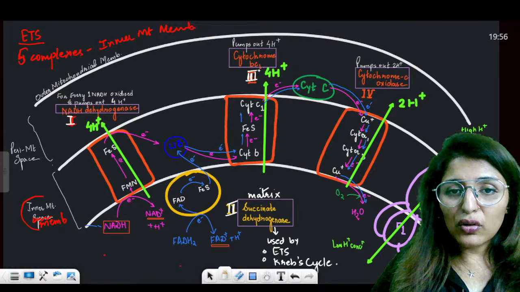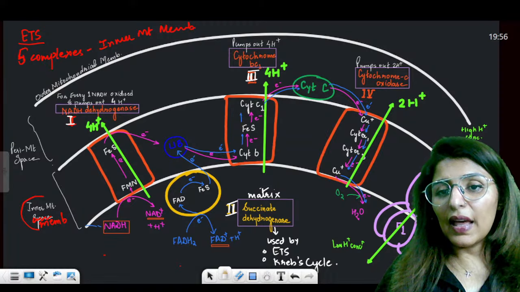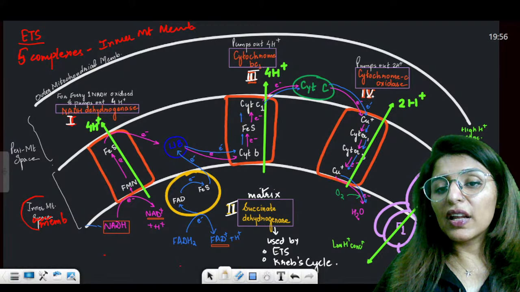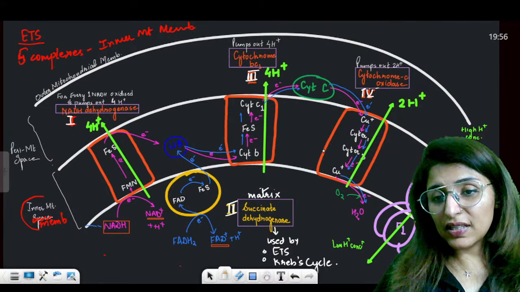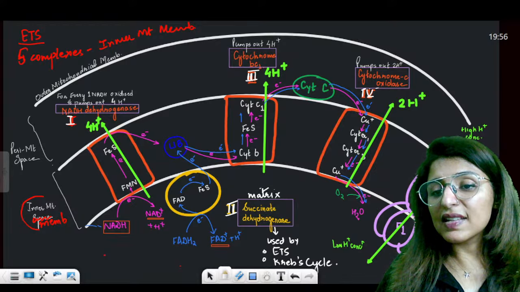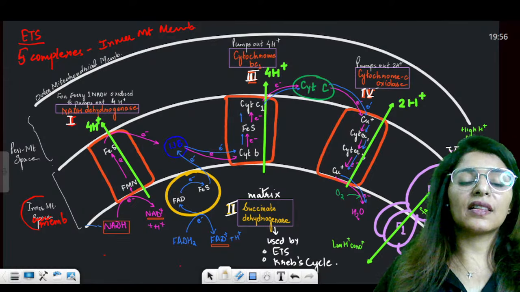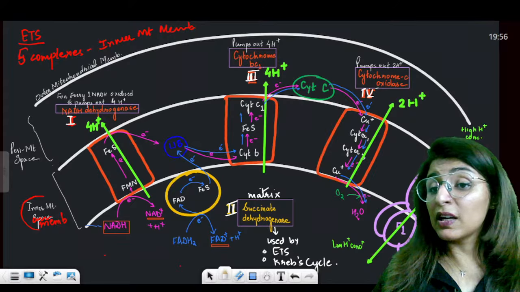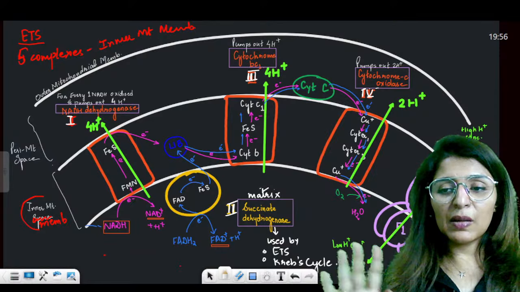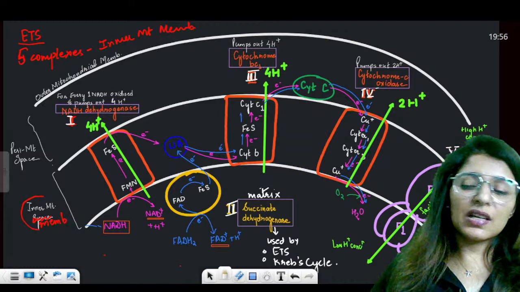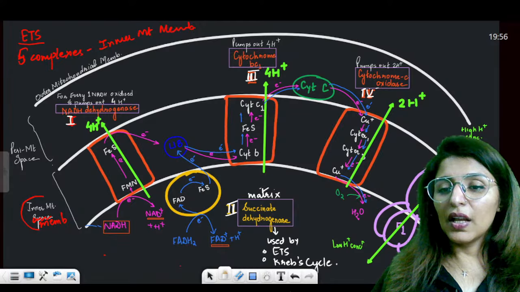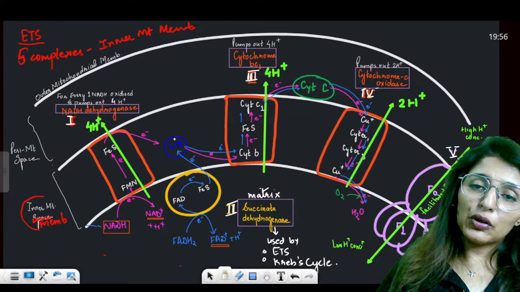Now, the third complex is cytochrome BC1, and complex number 4 is cytochrome C oxidase, while complex number 5 is ATP synthase. It is the same ATP synthase which we have studied in the thylakoid membrane, helping in ATP production. Here also the same ATP synthase, just the polarity will change. We'll see how. Please tell me that these points are clear to you all.